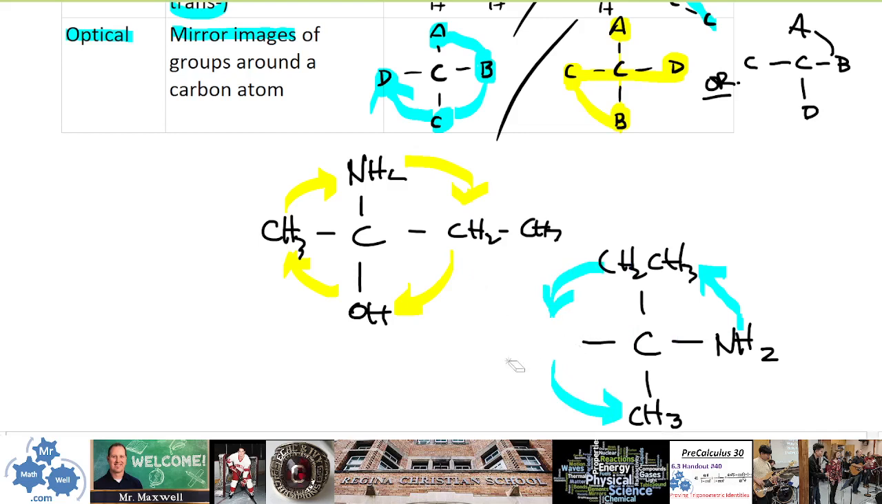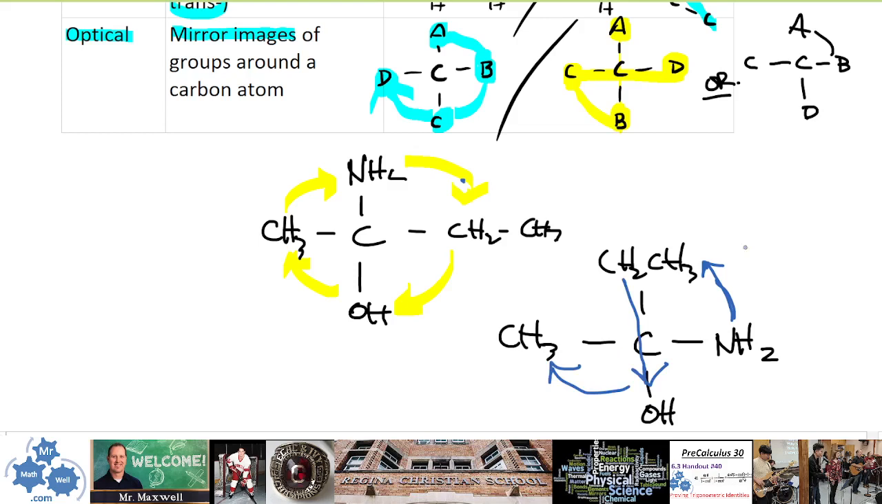If you traded just one of these, this is OH, CH3. Now, if you count the same as what you did from NH2, can I get to CH2? Yeah, the ethyl. Okay, I can get to the ethyl right there. From the ethyl now, can I get to the OH without crossing over the C? No. So I have to go across the C here. Okay? And so this is an optical isomer, yes.